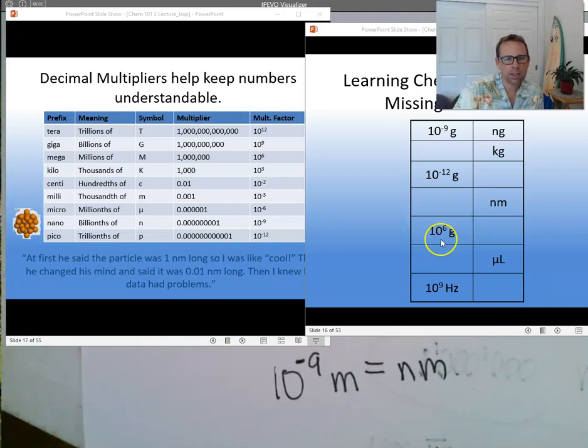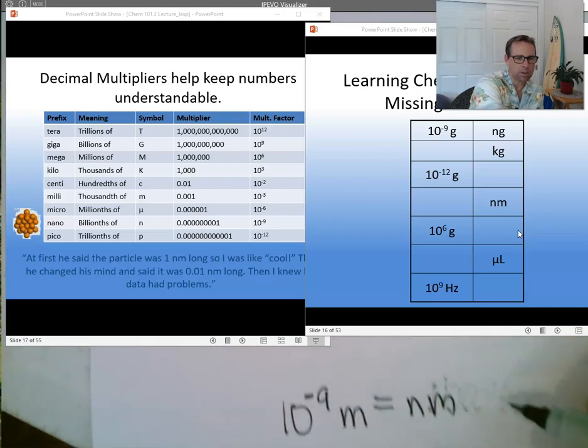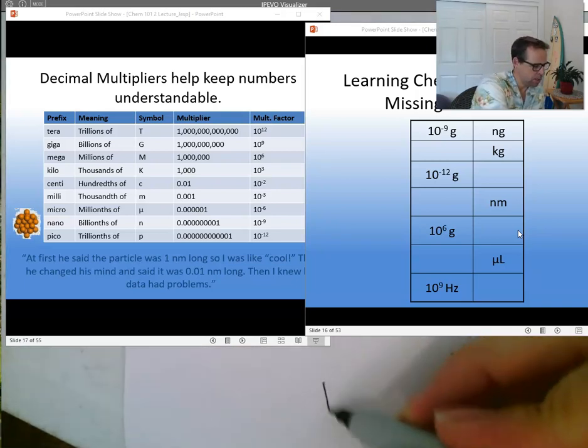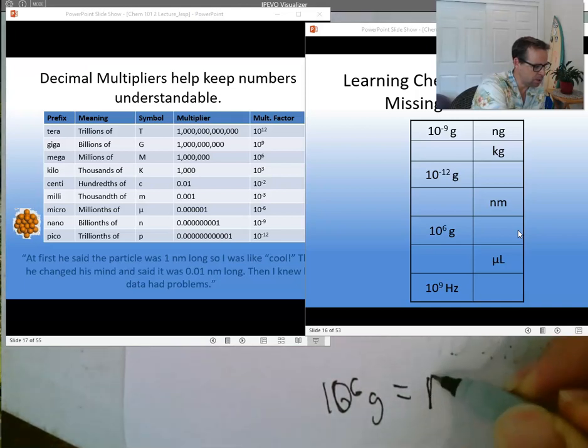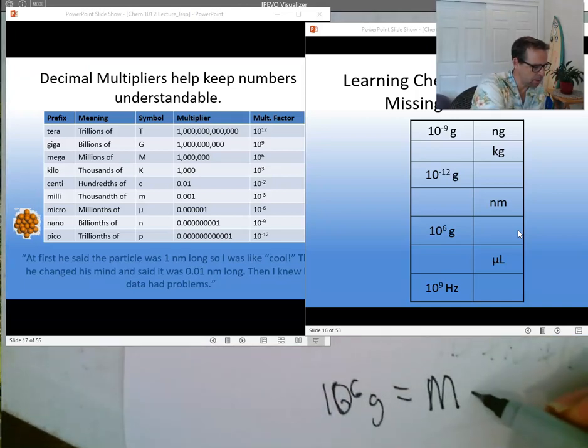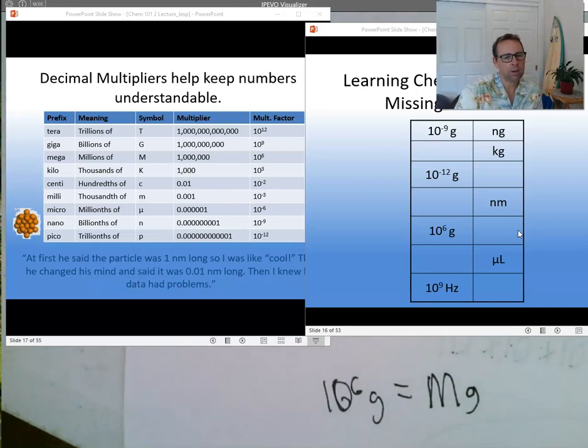All right, 10 to the 6th grams. What's 10 to the 6th grams? Mega. Megagram. Very good. So 10 to the 6 grams is equal to, and you can see on that chart that big M is megagrams. Very good. How about this little symbol? What's that little symbol mean?